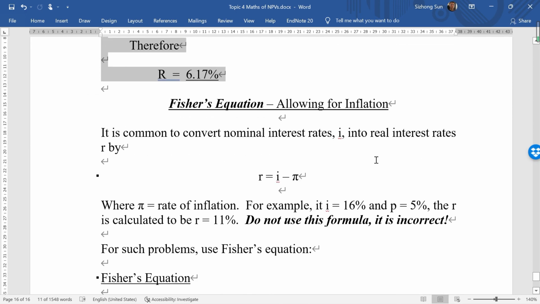All right, that's the formula. The next one we actually already talked about: Fisher's equation, to convert a nominal interest rate to a real interest rate, or a nominal discount rate to a real discount rate.